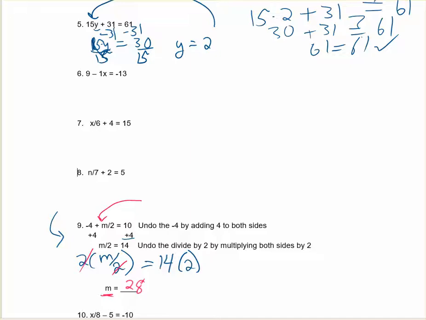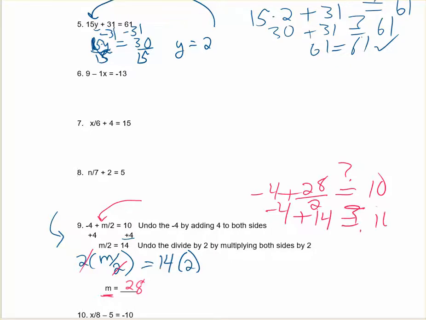So I would put a 28 here, and I want to see if that's equal to 10. So negative 4 plus 28 divided by 2 is 14. And negative 4 plus 14 is 10. So this does work, and I do have the correct answer.